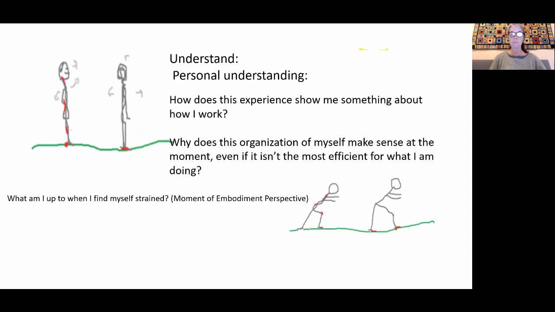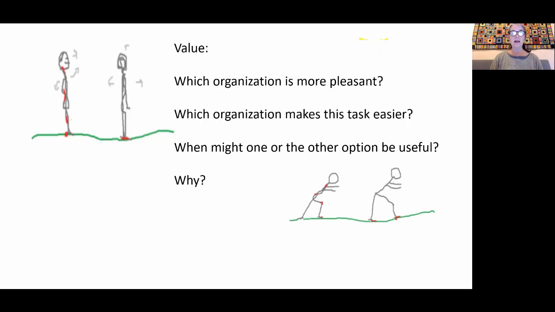On a personal level, I might on my own have a comparison, go, well, what is this showing me about how I work? And why does this organization of myself make sense at the moment, even if it isn't the most efficient for what I'm doing? If you watch the moment of embodiment video, the support material for last week, it helps guide that question about what am I up to when I find myself strained? Am I narrowing my focus forward? Might I be in a rush? On one level, is that change in organization happening?